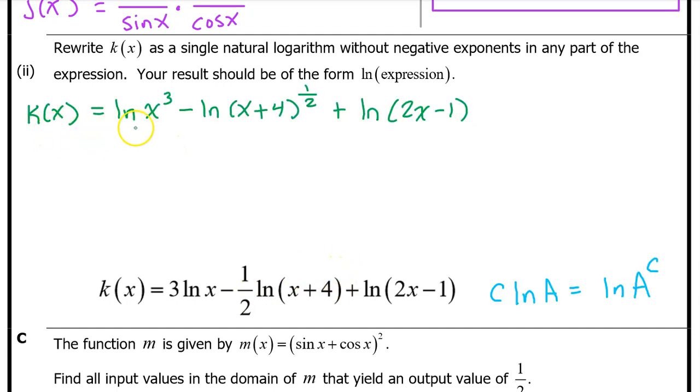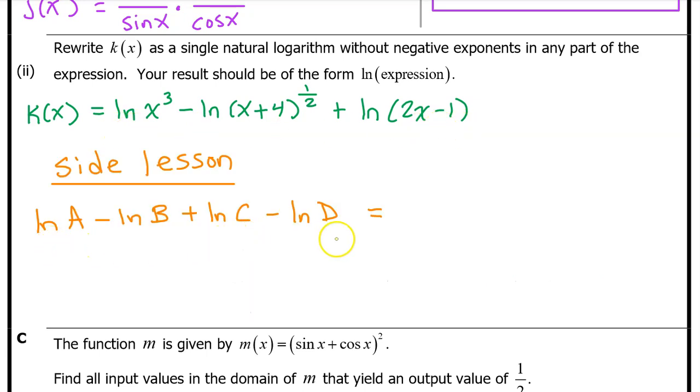So k of x is equal to this expression. Quick side lesson. If you have the sum or difference of multiple log terms, you can combine them into a single log in one step. The presence of these minuses tells me that it's going to be the log of a quotient. So there's my fraction bar.